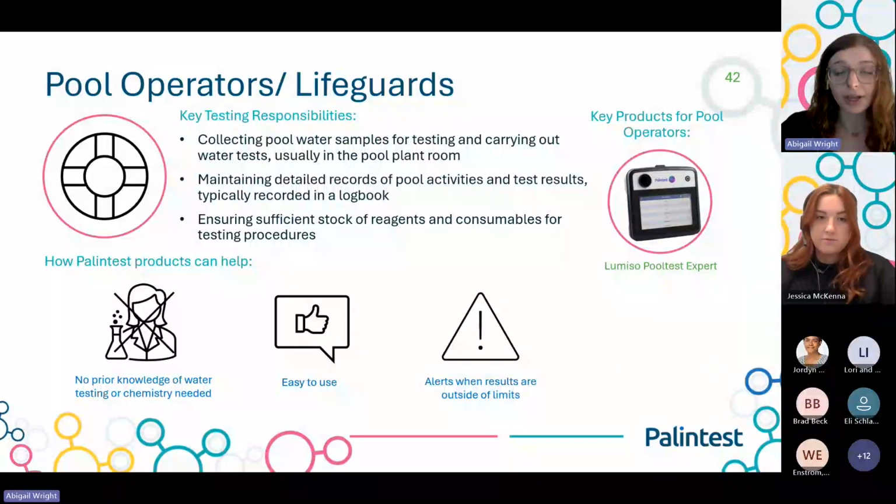Next up, pool operators or lifeguards. These are usually the people actually performing the tests within a leisure center or a hotel chain. So their key responsibilities include collecting pool water samples, performing the tests, and maintaining records of pool activities and test results. The Lumiso Pool Test Expert is the instrument for pool operators with over 30 parameters to ensure they have every test they need. The key features here are that there is no prior knowledge of water testing or chemistry needed, and the instruments are easy to use, which is important in an environment where there's sometimes high staff turnover to ensure training time is minimized. You can also set limits in this instrument based on your own regulatory guidelines, and the instrument will clearly show if the result measured is outside of those limits.